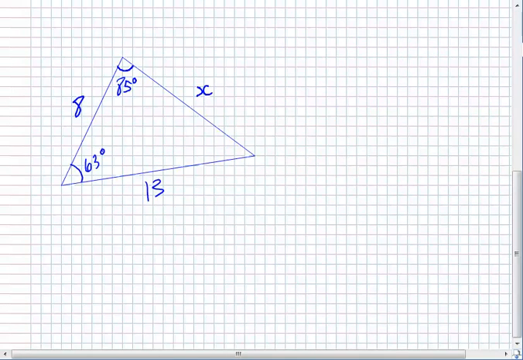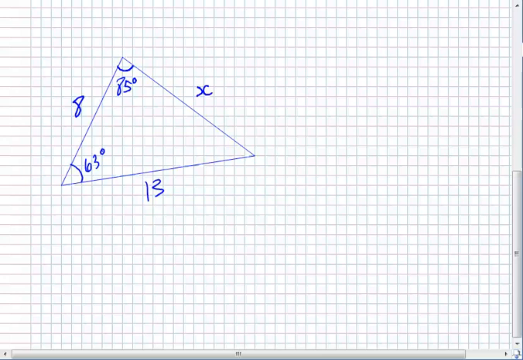Alrighty. Here is a question where I'm going to ask you to find x, but you'll notice that this is not a right triangle. In fact, it's an acute triangle. All three angles are less than 90 degrees. So sine, cosine, and tangent won't work. You can't do sine, cosine, tangent on this triangle, so don't try, because there is no hypotenuse here. There's a longest side, but there's no hypotenuse because there's no right angle.